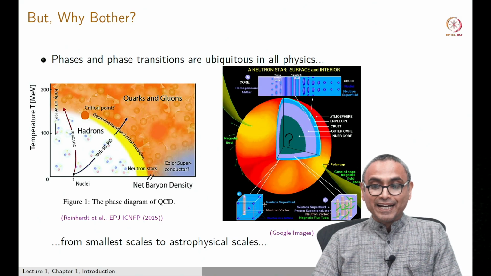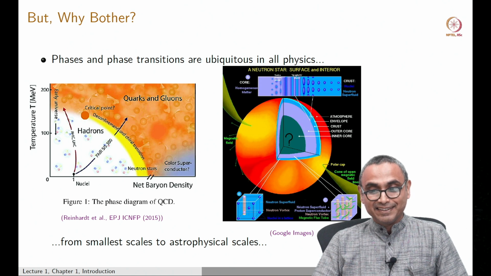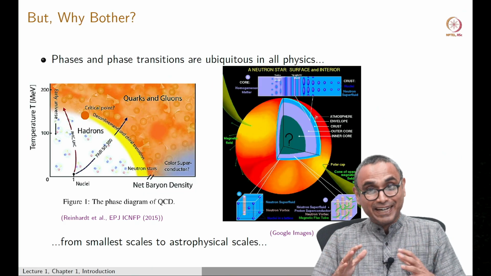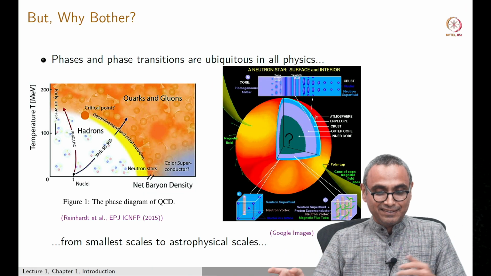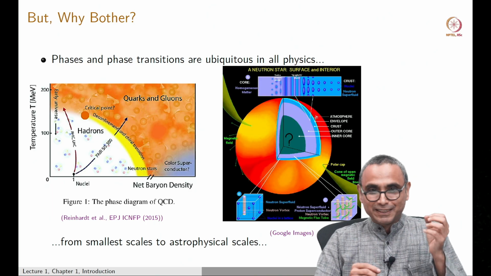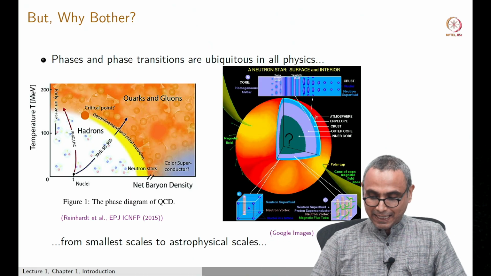In fact, if you take a neutron star and study its structure, you see that different layers of the neutron star have different phases of a variety of different types of matter. So you can see phases and phase transitions go from the smallest scales to objects at very large scales, astrophysical scales.